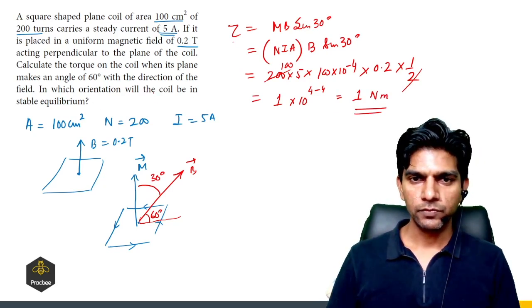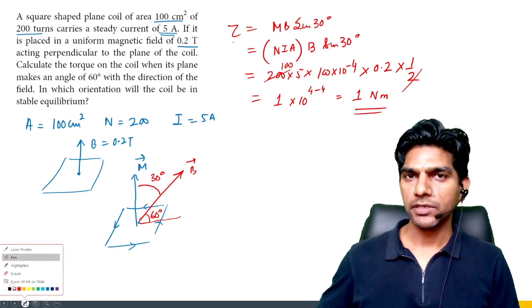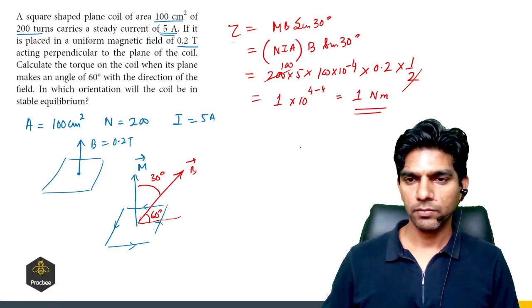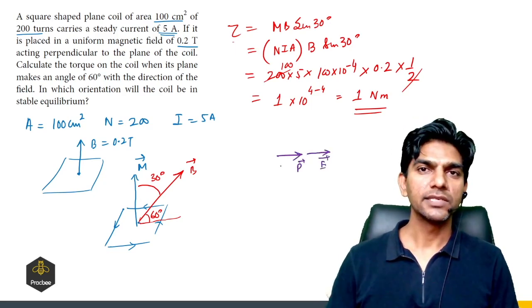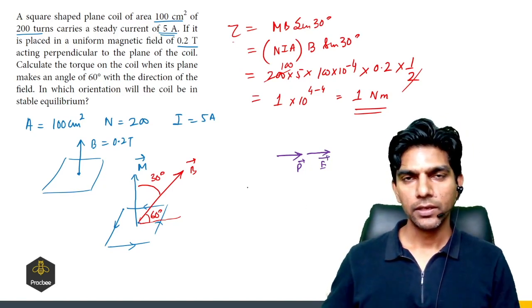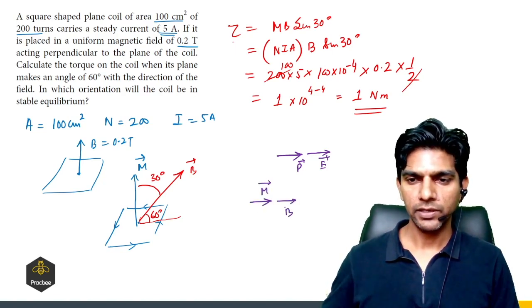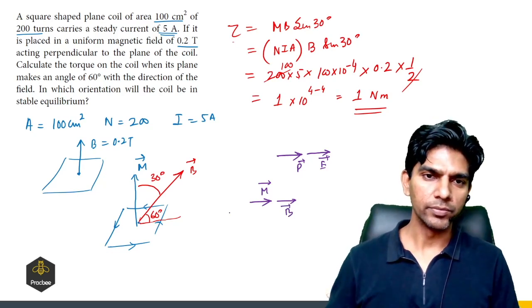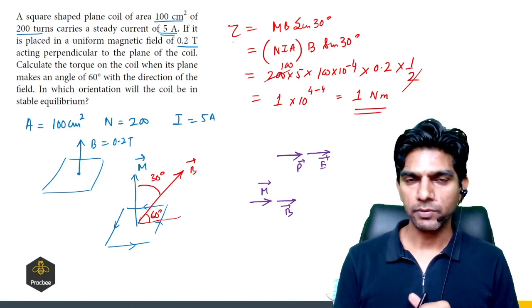In which orientation will the coil be in stable equilibrium? As we have studied in electrostatics, if electric dipole and electric field are in the same direction, then it is the case of stable equilibrium. Similarly, in case of a magnetic moment, if this is the magnetic dipole moment and this is the magnetic field, then we can say it is the case of stable equilibrium. If they are in anti-parallel direction, in that case it will be unstable equilibrium.